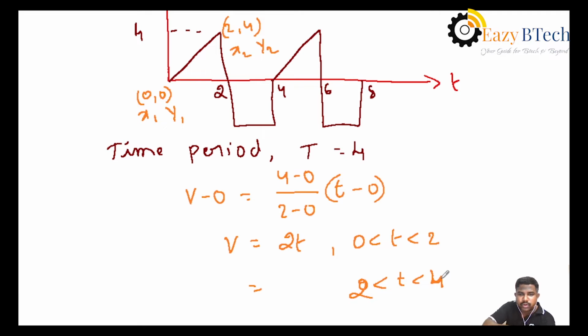Okay, from 2 to 4, observe, it is a square waveform. In the problem, the square waveform value is negative, consider minus 1. That's why V equals minus 1 for 2 less than t less than 4. In the same period, the value of voltage is square, it is constant. What is the value here? Minus 1. Okay, these are the definitions of equations for the given waveform.